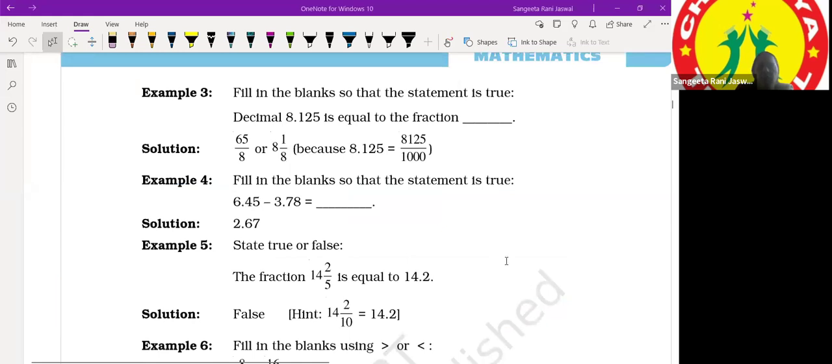Okay. Fill in the blanks so that the statement is true. It's a mix of fraction and decimals, right? The name of the chapter is fraction and decimal. Fill in the blank so that the statement is true. The decimal, this is the number given, is equal to the fraction. Please write the fraction form of this quickly. Write it in your notebook.